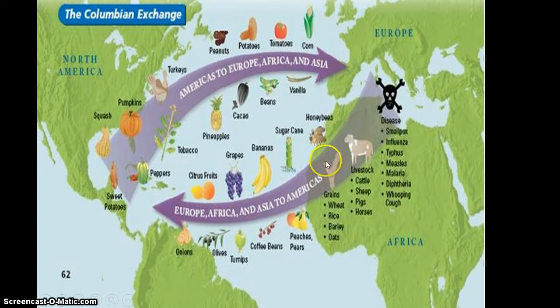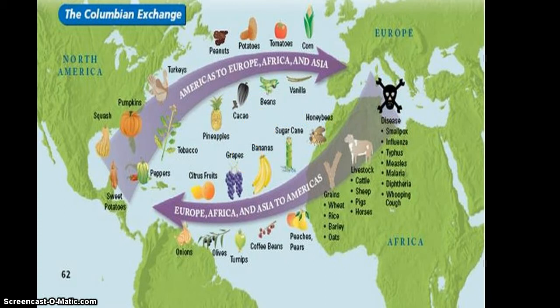What type of animals did the Old World give to the New World? And same thing, what type of animals did the New World give to the Old World? Do the same thing with fruits and vegetables and grains and diseases. So pause the video for a few minutes, look over this map, and then fill in the charts.